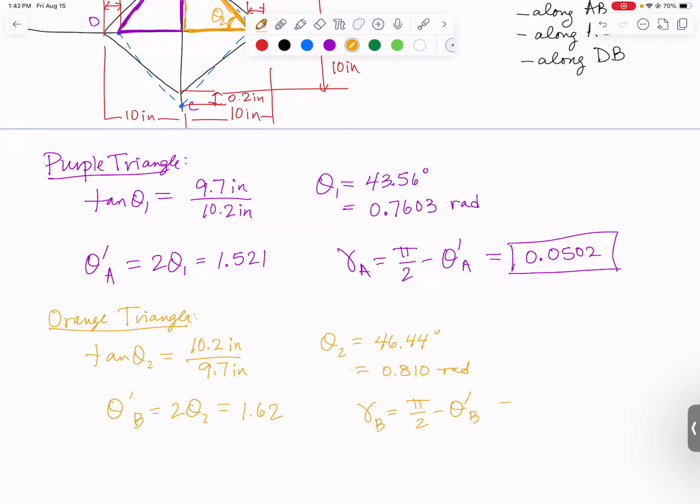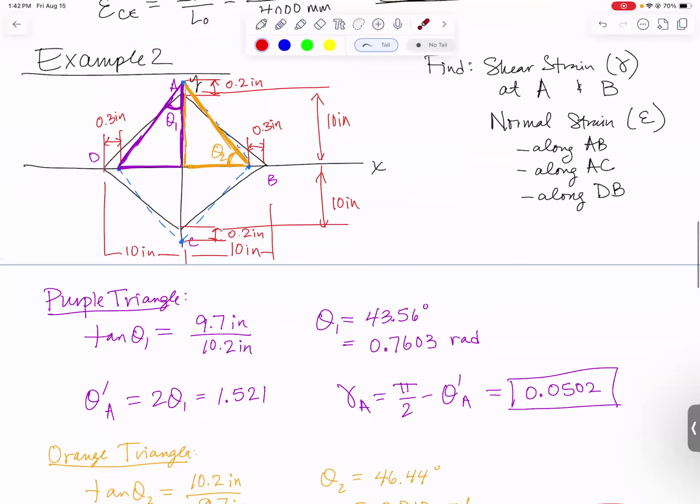It comes out to be minus 0.0502. All right, it is not a coincidence that these two are equal and opposite. It shouldn't be surprising this came out as a negative, because you can see that at B we started with a 90-degree angle, and because of the change of shape we now have an angle that is bigger than 90 degrees. Okay, so we get exactly the same number, but we get the positive up here at A because that's the angle that got smaller, and the negative down here at B because that's the angle that got bigger. All right, shear strain done.